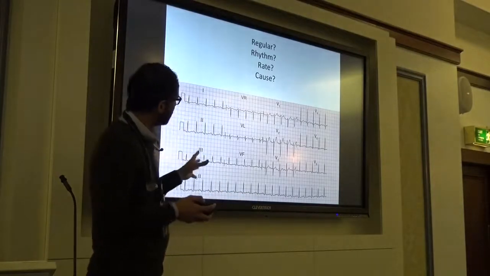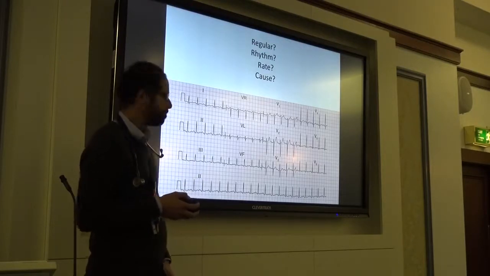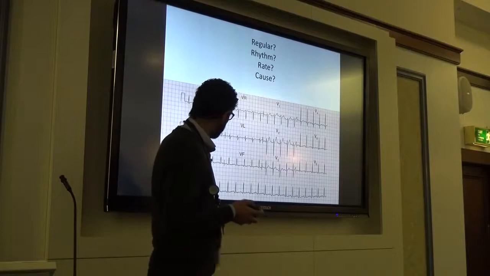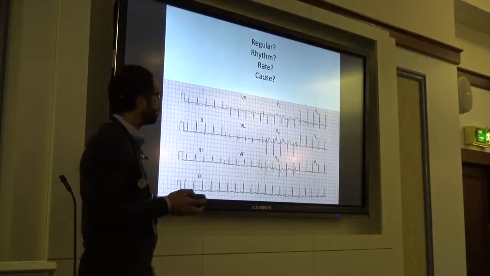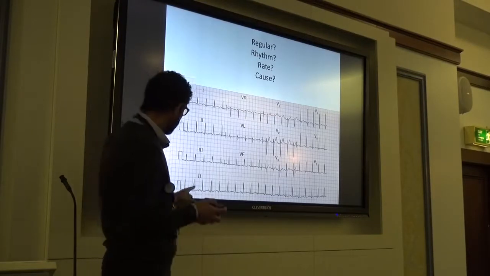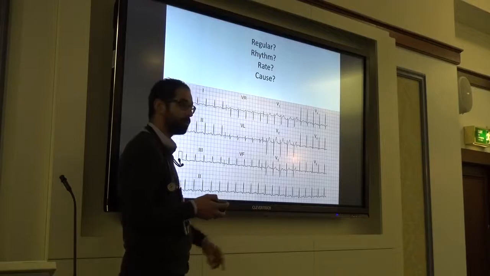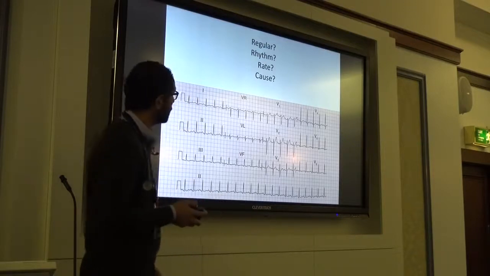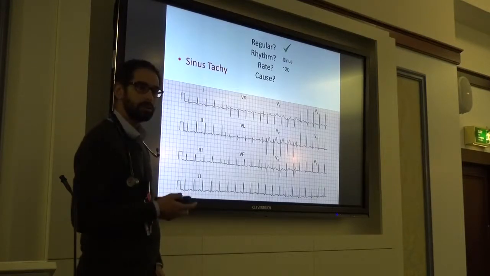So what's happening here? Is it regular? Yeah, agree. If I tell you there are 3 big squares between each QRS, what's the rate? 100, very good. What's the rhythm here? Very good, because I can see 1 P wave preceding each QRS, and so on. So this is sinus tachycardia, a sinus rhythm with a rate of 120. And what could cause this?